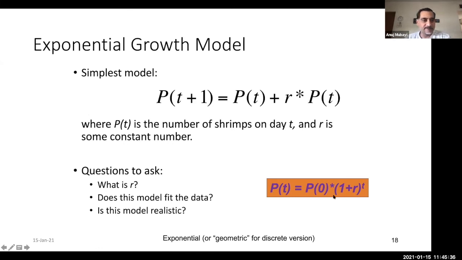What type of model is this? What type of shape will it generate? Exponential. Well, exponential is what we talk about in the continuous case, but the similar one in the discrete case is called geometric. You're right.